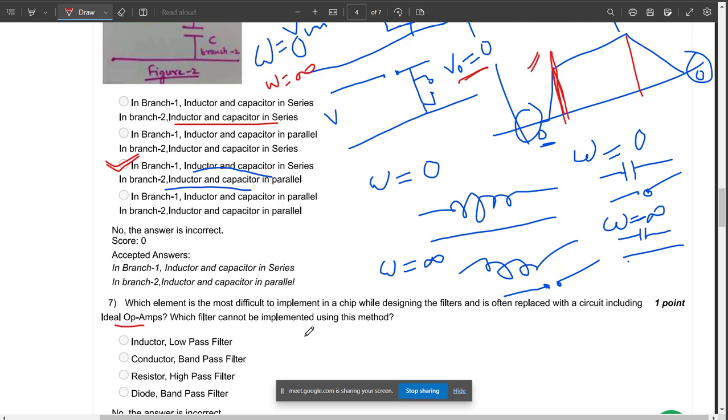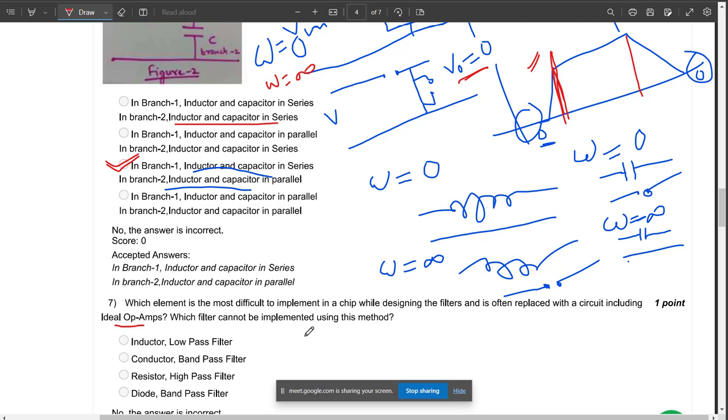Okay. What about others? What do others think? Which filter cannot be implemented using this method? Ma'am, the question is not clear. What I understood is: which element is most difficult to implement in a chip while designing filters is the inductor, and is often replaced with a circuit including ideal op amps. What does it mean, ma'am? That inductors are replaced with ideal op amps in the circuit.